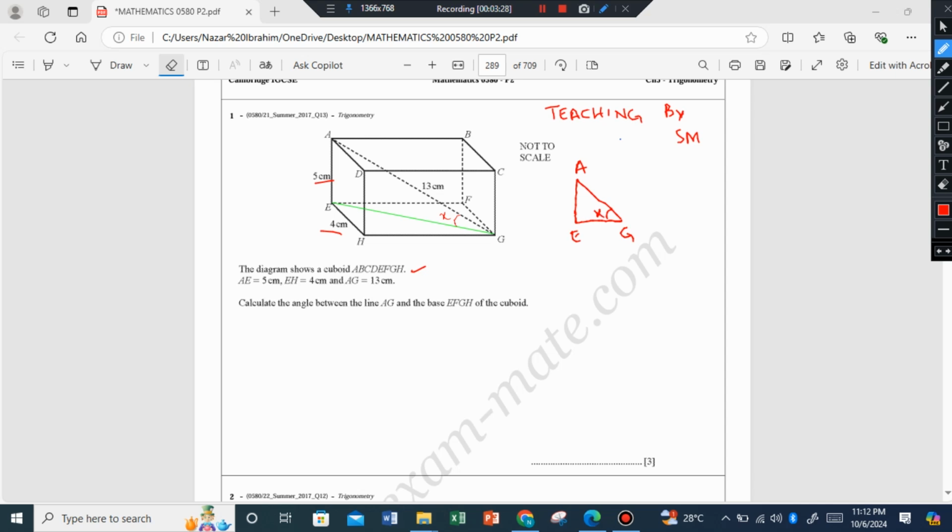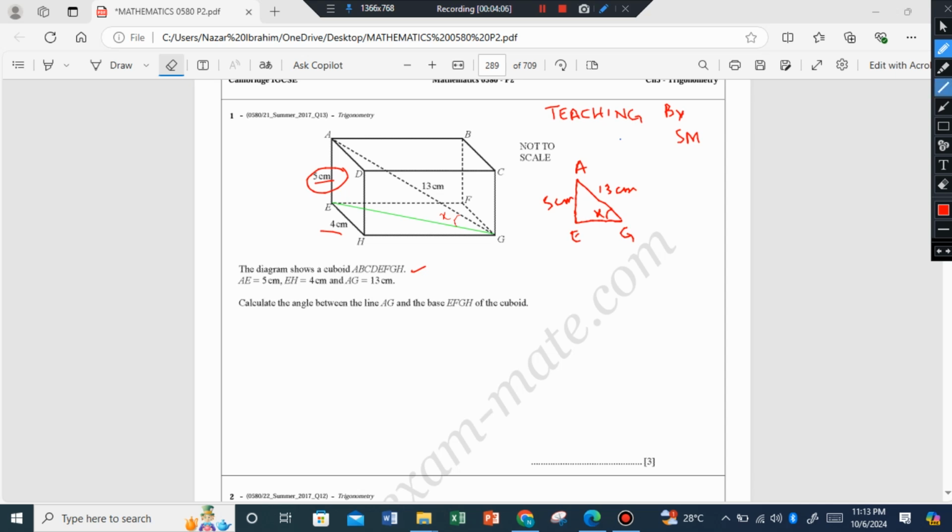What I have over here is AG 13 centimeter. To take out this angle, I want one of these two sides. AE is known to me, that is 5 centimeter. To take out any angle of a triangle, I want two sides, which I have over here. AEG triangle has three sides, but out of which two I know. One is AE, that is 5 centimeter. The other is AG, which is 13 centimeter.